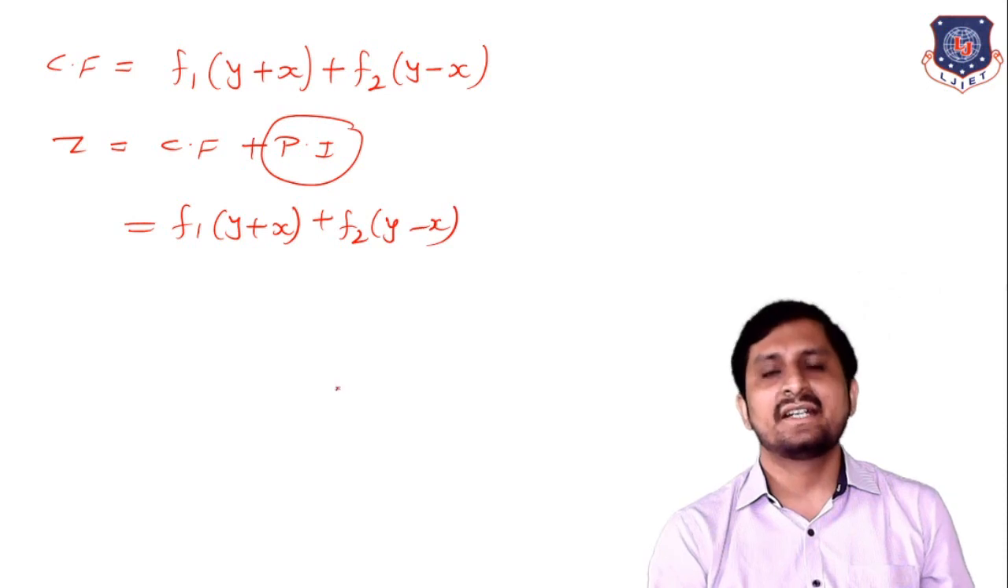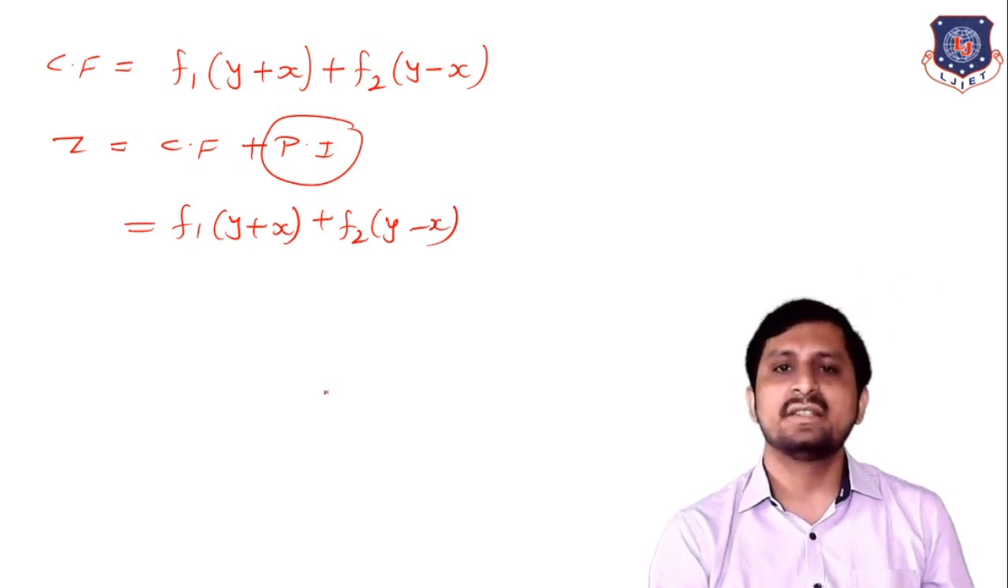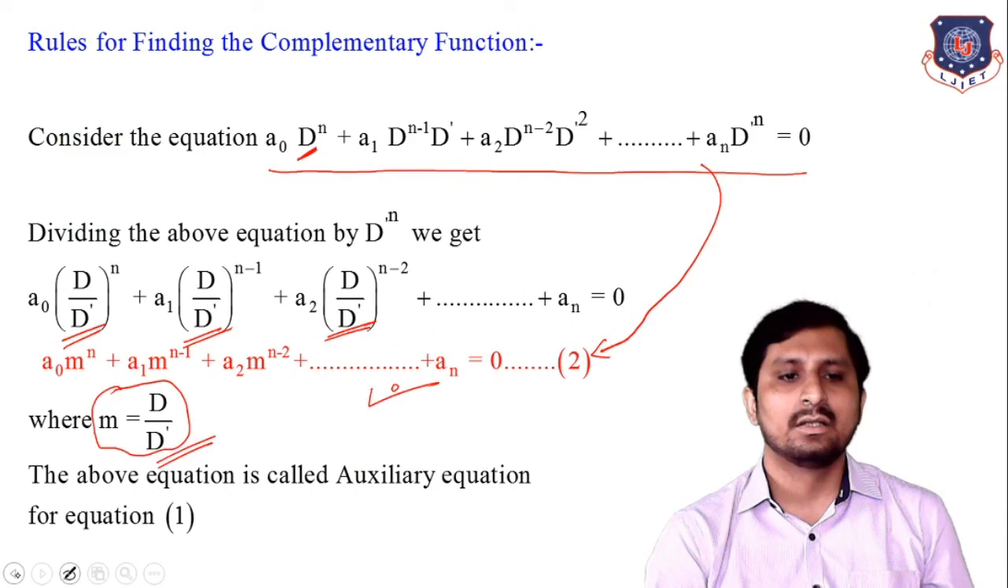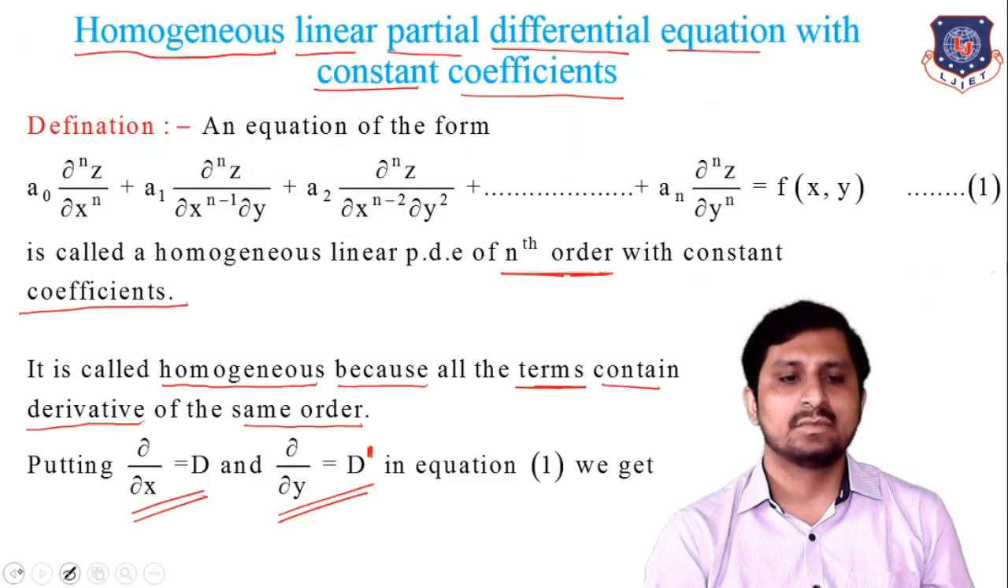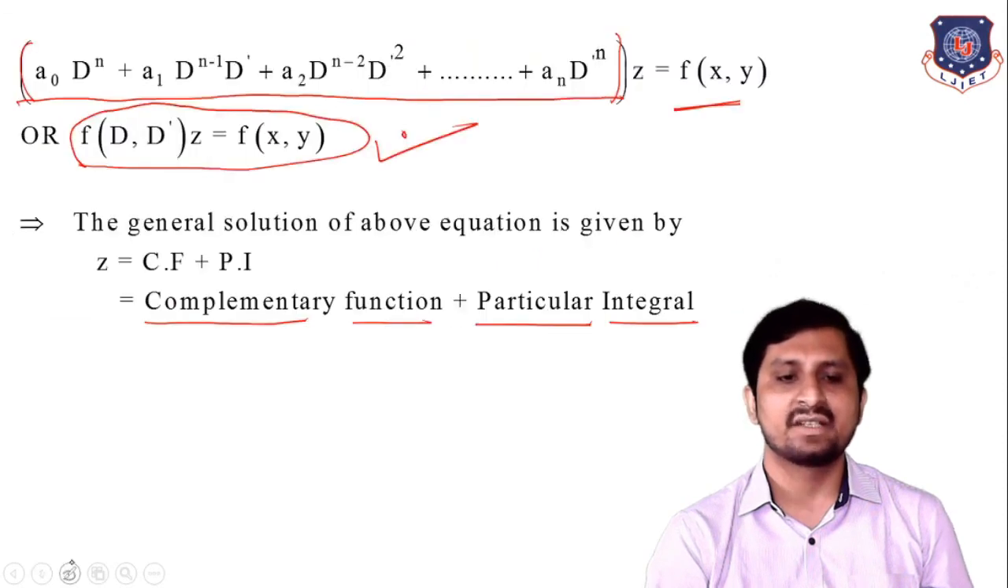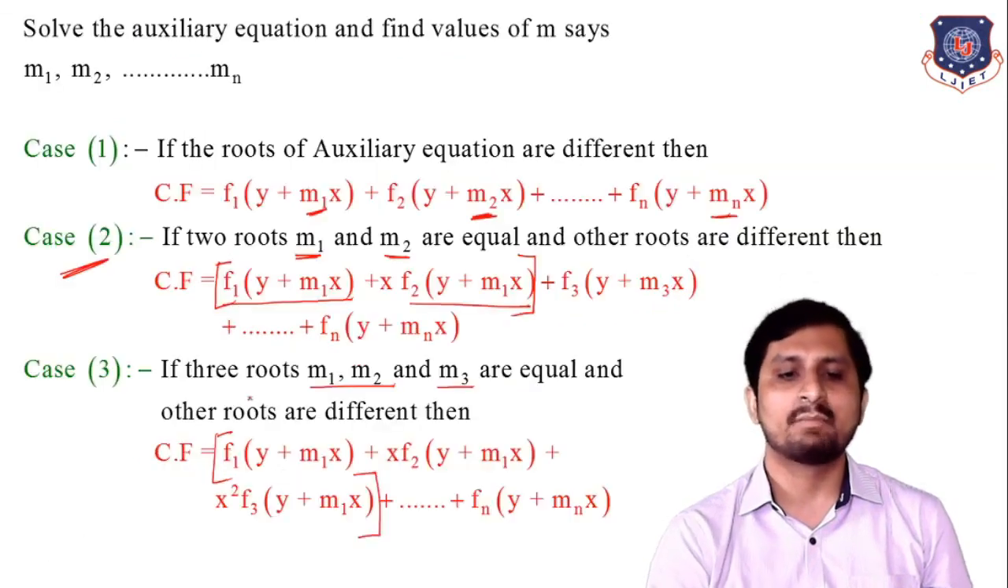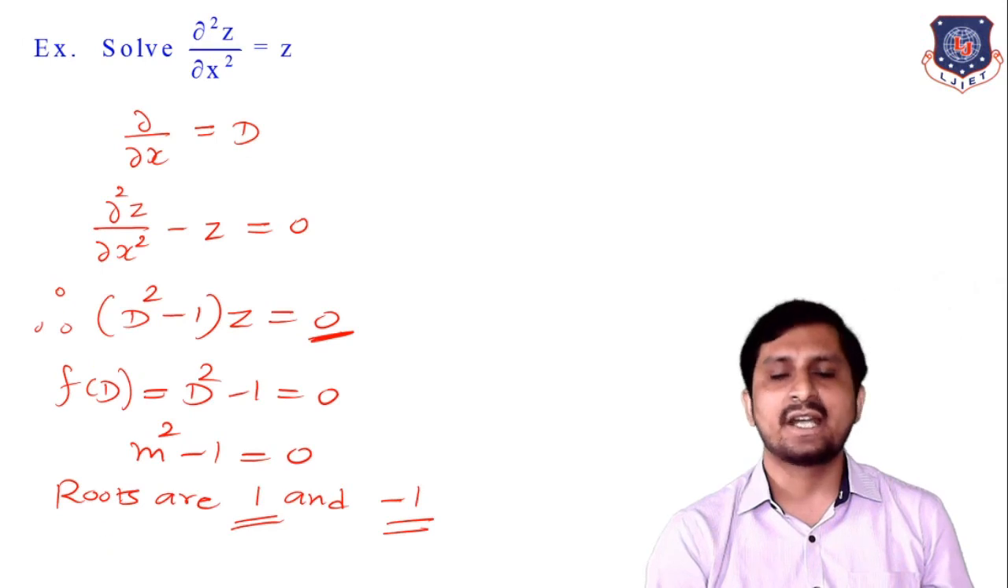So you can understand that in today's lecture we discussed homogeneous linear partial differential equations with constant coefficients. First we understood the definition. Let me take a quick revision. This is our concept and the equation of the form. After that we assume del by del x is capital D, del by del y is capital D dash, and after that we understood how we can find the complementary function. For that you have to remember all these formulas, and we solved our first example.